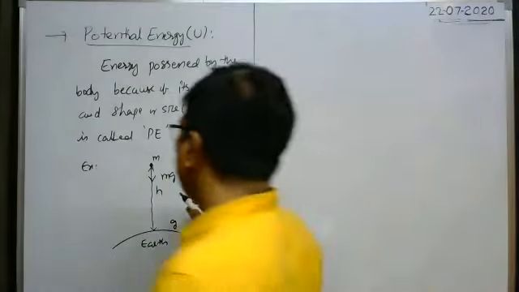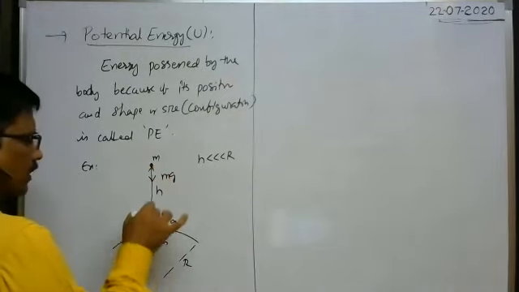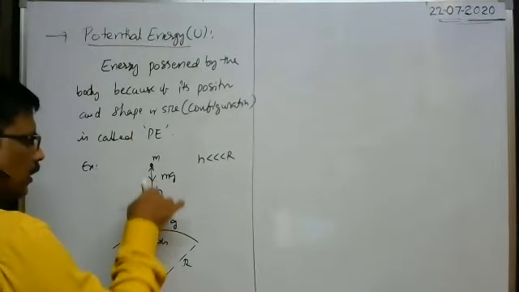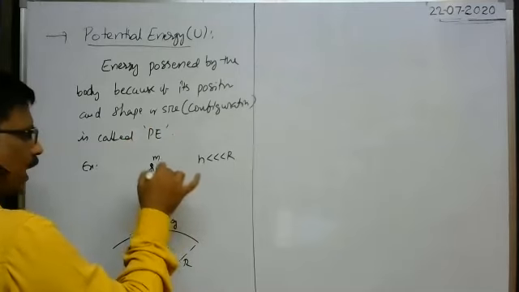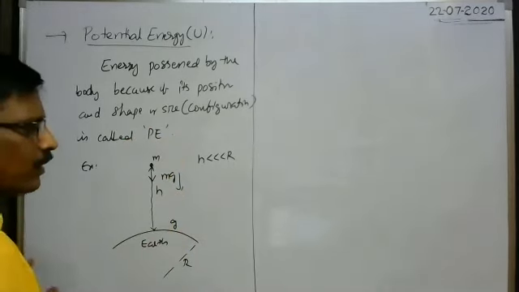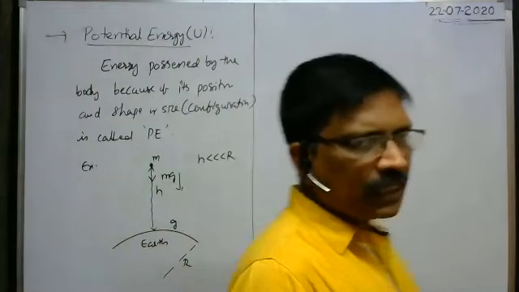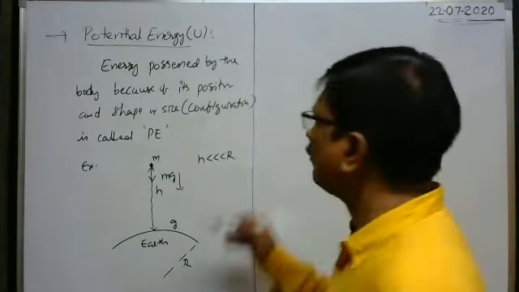Here the particle displaces towards the surface of the earth. That's why displacement is in the downward direction. Gravitational force also acts on the particle in the same direction. Then what is the work done by gravitational force on the particle? Is it positive or negative? Positive.